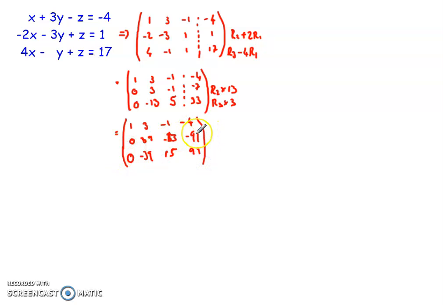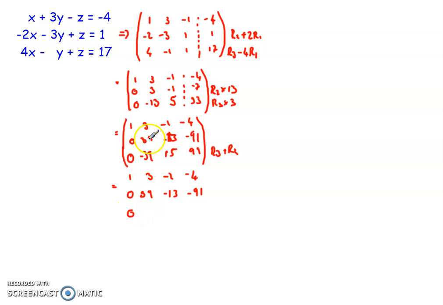So there you go. So what I can now do, add them. If I say row 3 plus row 2, that's now going to go into row 3. My top row is going to remain the same, 1, 3, negative 1, negative 4. The second row is going to remain the same, so 0, 39, minus 13, minus 91. And then the bottom row is going to be 0.